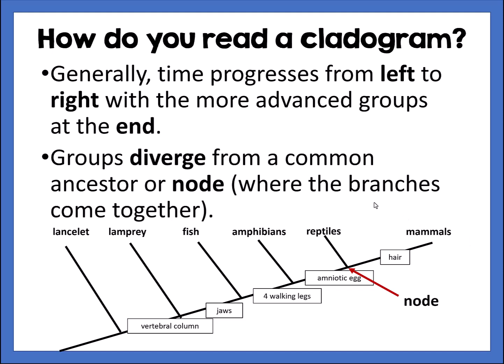Groups diverge from a common ancestor or node where the branches come together. So here we're talking about 2 groups of organisms that came from a common ancestor, which would be found at this node. Remember, as we're discussing evolution, that one type of organism does not evolve into another, but they are coming from a common ancestor.